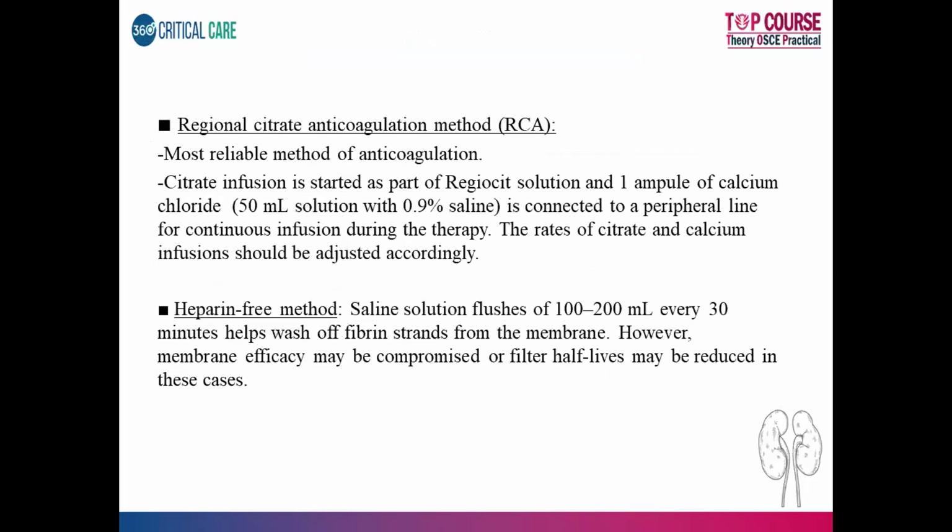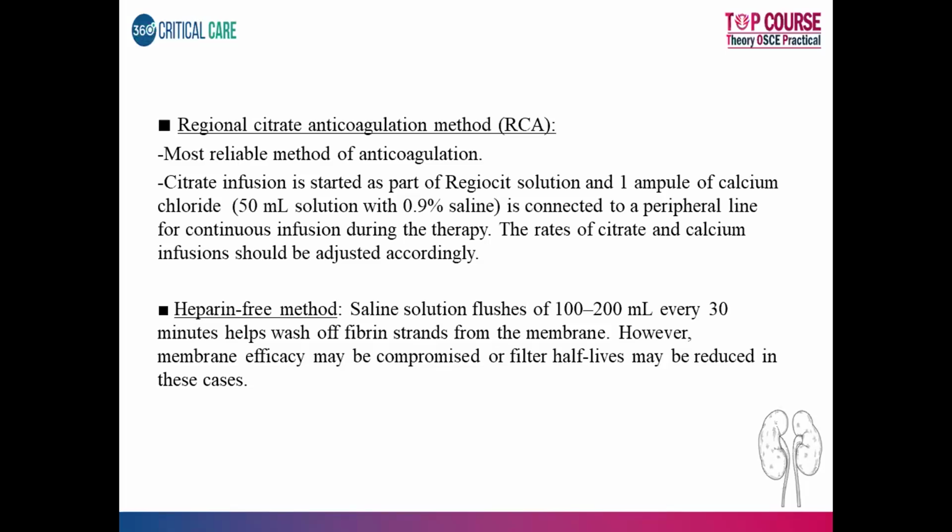The other one is the regional citrate anticoagulation method. This is the most reliable method of anticoagulation in CRRT. Basically, citrate infusion is started as a part of a solution which is available, and 1 ampule of calcium chloride is connected to a peripheral line for continuous infusion during the therapy. Citrate is given pre-filter, and post-filter, when the blood is going back to the patient, you connect a calcium chloride solution. Why is this? I will let you know later. The rates of citrate and calcium infusion should be adjusted accordingly.